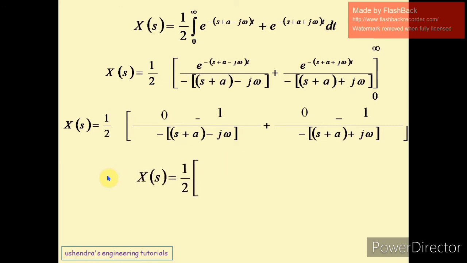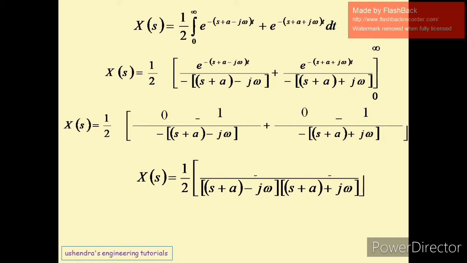Further simplification, x of s is equal to half into, half doesn't cancel yet, the entire equation, the denominators are multiplied like this one, s plus a. This is taken out as common, s plus a over here, s plus a over here. The real terms are taken as 1 minus imaginary, minus j omega. You can clearly see this is like a minus b into a plus b. s plus a is considered entirely as a and j omega as b.